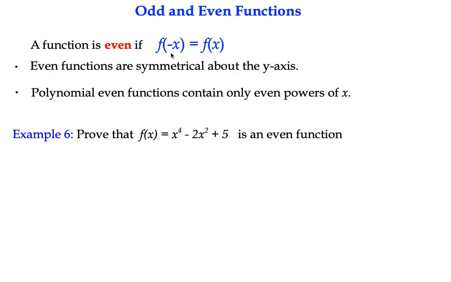If you were given a function and you were to substitute in a negative number, you would get the same answer as if you were to substitute in the positive version of that. So if you were to put in -2 into a function, you would get the same answer as if you put in +2. Now, what does that mean?